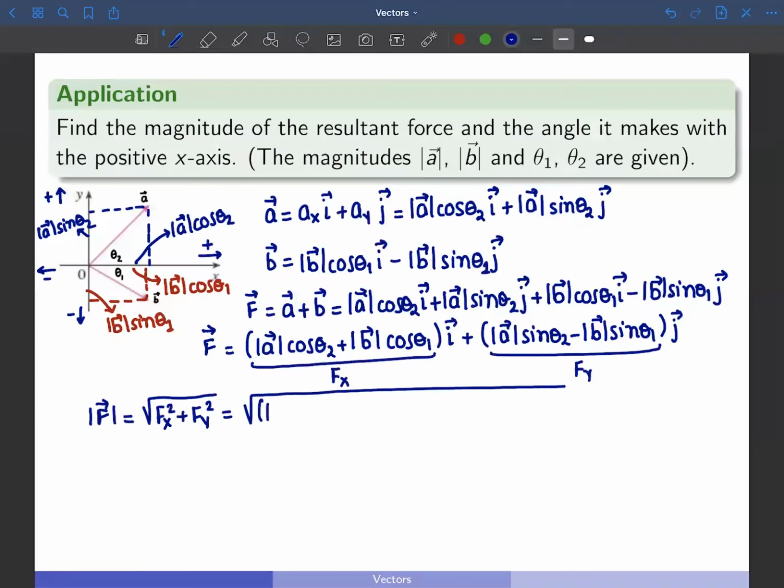So that would be equal to the square root of Fx, which is the magnitude of the vector A times cosine of θ2 plus the magnitude of vector B times cosine of θ1, to the square, plus the magnitude of the vector A times sine θ2 minus the magnitude of the vector B times sine of θ1, to the square.